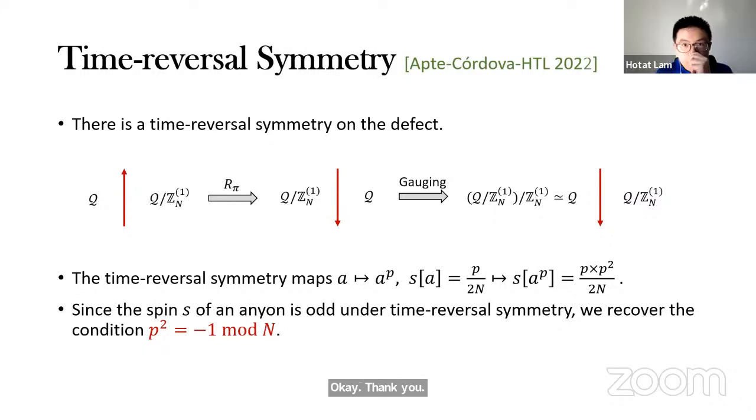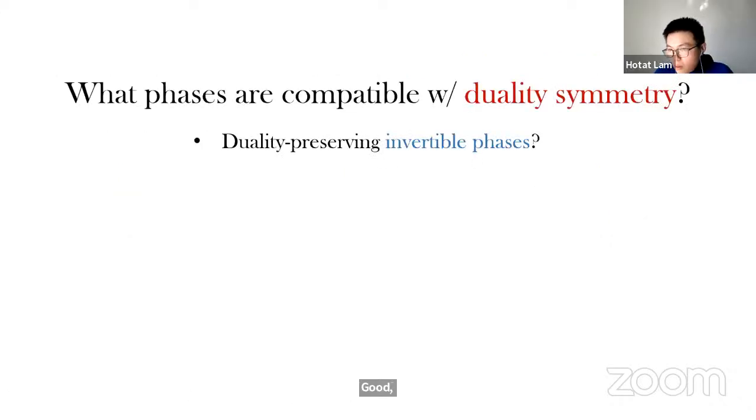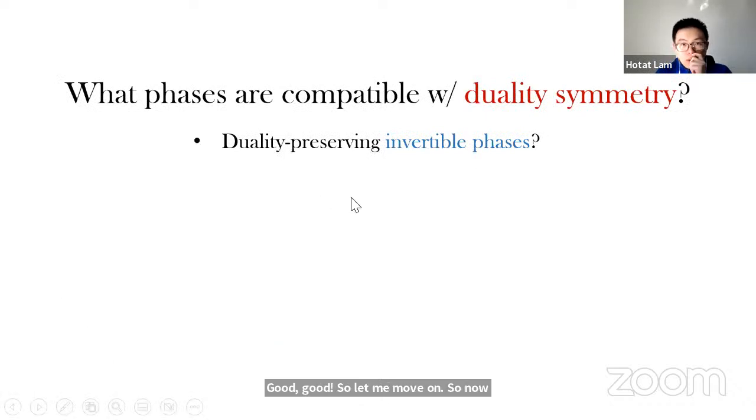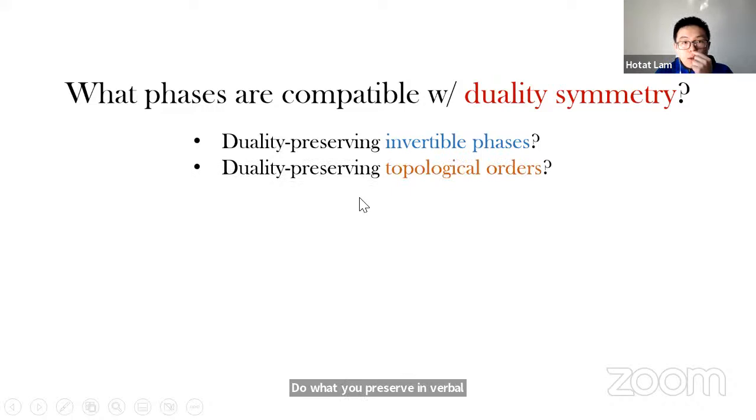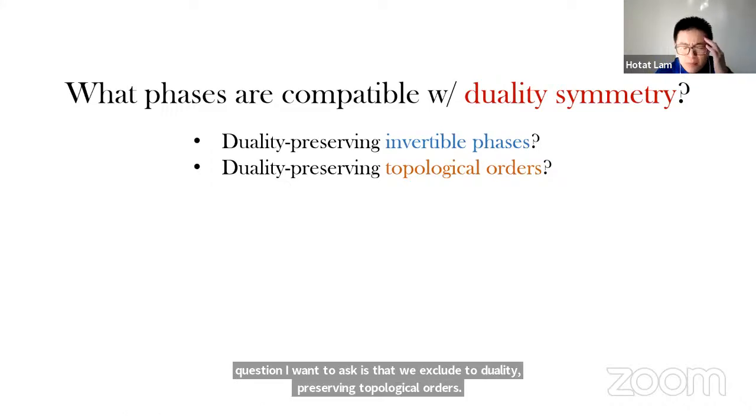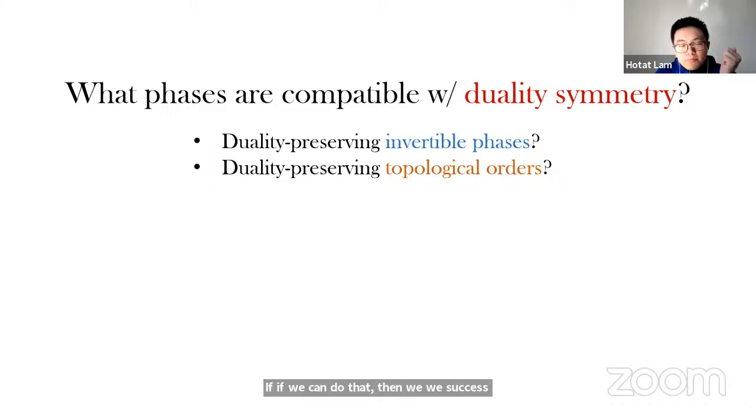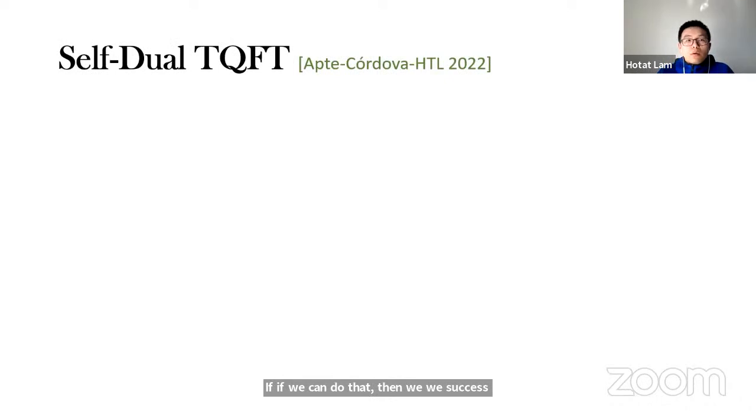So let me move on. So now we discussed duality preserving invariable phase, and the next question I want to ask is: can we exclude duality preserving topological orders? If we can do that, then we succeed in proving symmetry enforced gaplessness. It turns out that there in fact can exist non-trivial TQFTs that are invariant under a Z_N gauging. So there are self-dual SPTs, in other words.